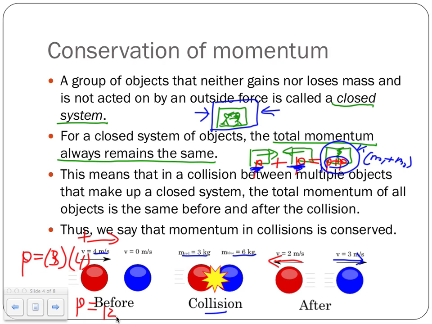The blue ball before the collision, however, if we want to find its momentum, then we would say the momentum of that one is equal to its mass, which is 6 kilograms, times its velocity, which is 0.